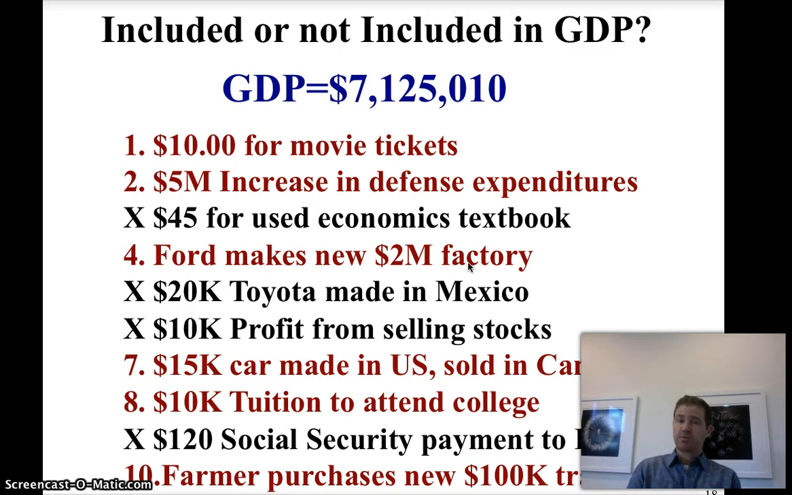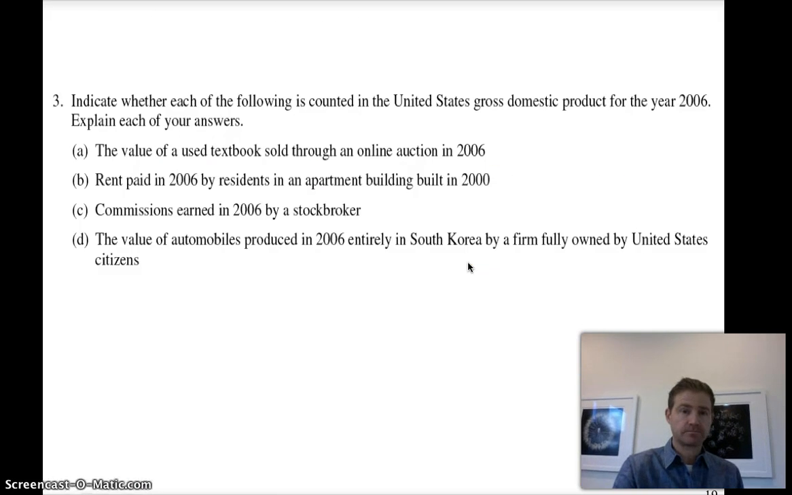Used economics textbook is not counted. Ford makes a new $2 million factory. That's going to be an investment because it's inside the United States. Obviously, the other two, Toyotas made in Mexico, are part of Mexico's GDP. Profits from selling stocks. Remember, nothing's produced. And so on and so forth. You can see the rest.